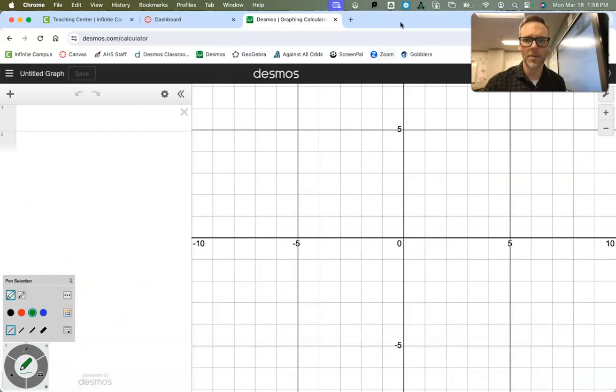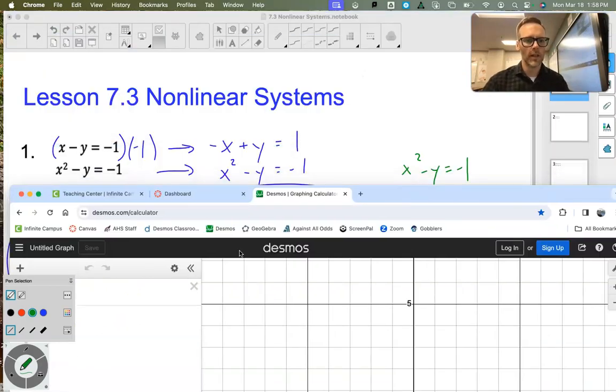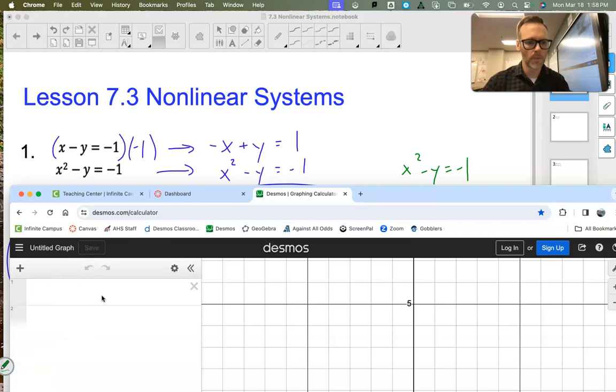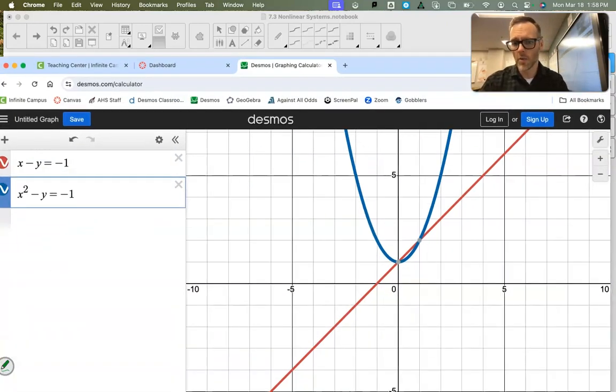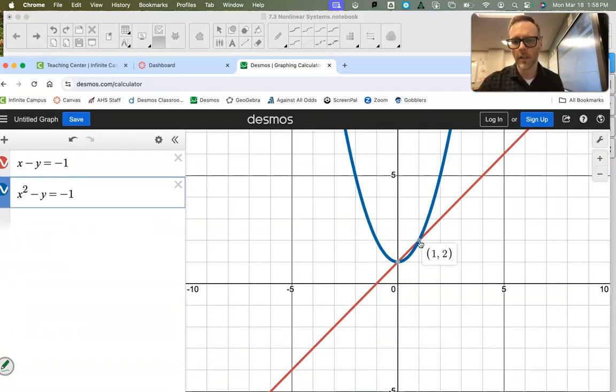Okay, let's go ahead and graph those two. Alright, so we've got x minus y equals negative 1. There's that line. X squared minus y equals negative 1, that was y equals x squared plus 1. And we see our 2 points of intersection, our two solutions that we said: (0, 1) and (1, 2).